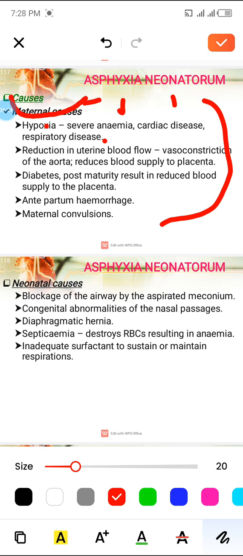Number two, we'll look at reduction in uterine blood flow, meaning that the uterus is not receiving enough oxygen. And if the uterus is not receiving enough oxygen, the placenta will also lack oxygen. And if the placenta is lacking oxygen, even the baby will lack oxygen. So this is the second cause.